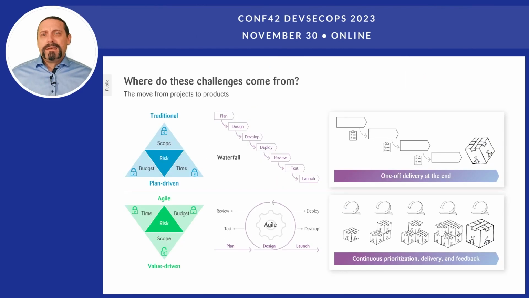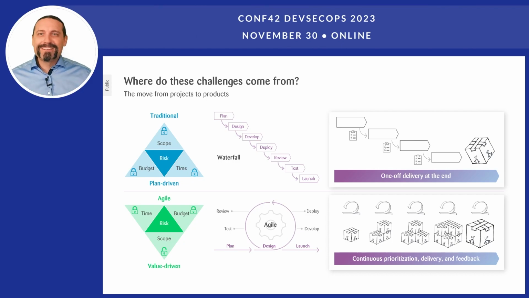Now, where do these challenges come from? These challenges are coming from the projects which we are doing. In the past, we have done projects in the waterfall mode. We have planned, designed, developed, deployed, reviewed, tested, and launched in large batches our projects. There, the scope, the budget, and the time was fixed.